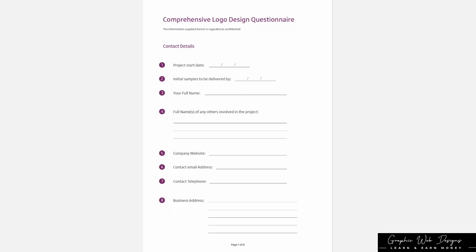Question 8 asks for the business address, and this serves 2 purposes. Should you ever wish to use snail mail, you can send material to this address. Most importantly, you can use Google Maps to review their premises and the look of it if it isn't on their website. This can potentially give you an idea of the size of the business and an idea of the company brand. So that sums up the contact details section on the comprehensive logo design questionnaire.